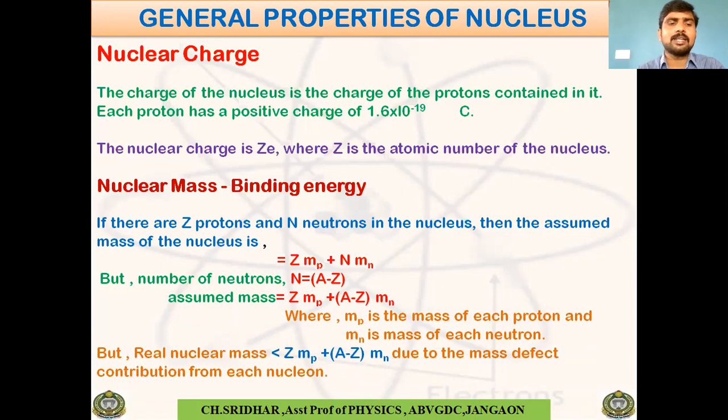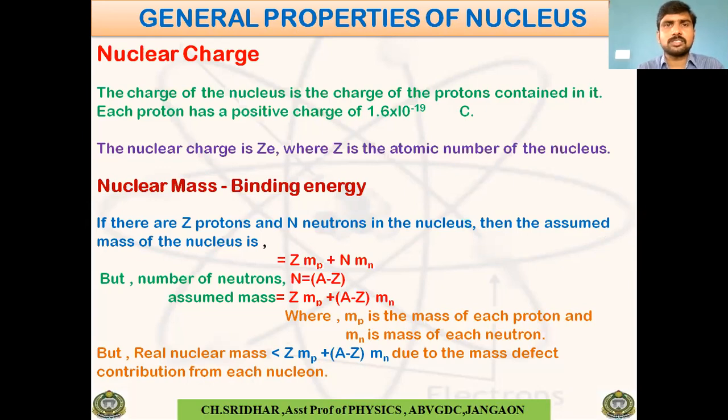But in real, practical cases, if you consider the mass of the nucleus, it is somewhat less than the assumed mass, that is Zmp plus A minus Z into Mn, due to the mass defect contribution from each nucleon. So in general, the mass of the nucleus is given by the mass of all the nucleons, that is the mass of the protons and the mass of the neutrons.